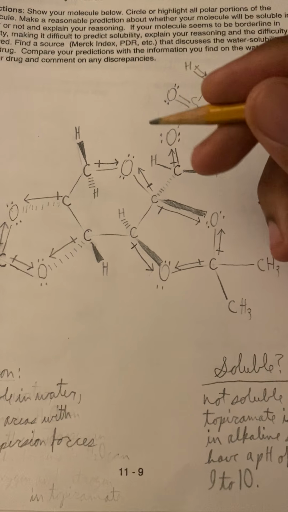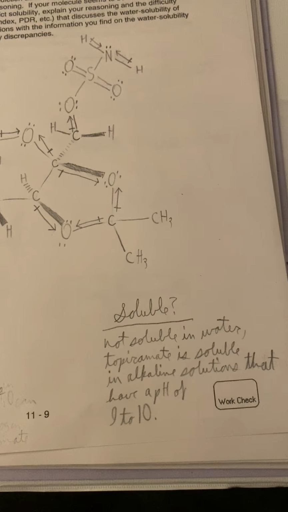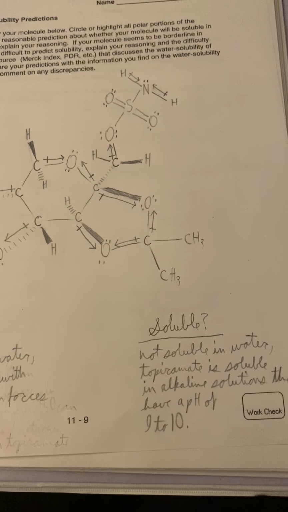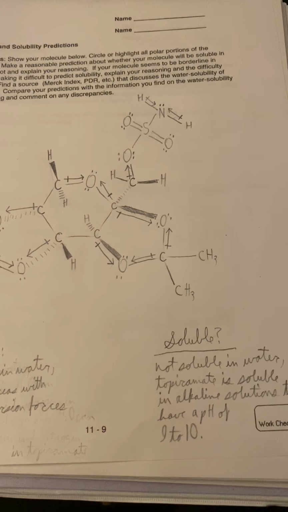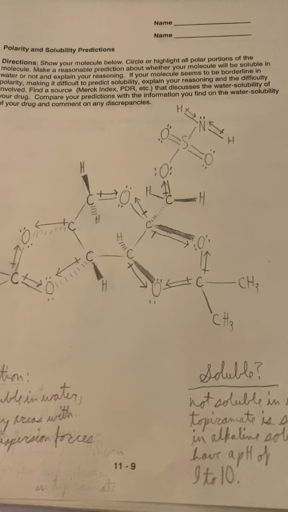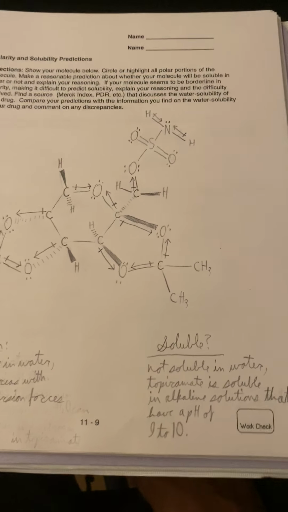And when I researched this molecule more, I found out that it is not soluble in water because topiramate is soluble in alkaline solutions that have a pH of 9 to 10. And water does not have a pH of 9 to 10. It has a lower pH than that.